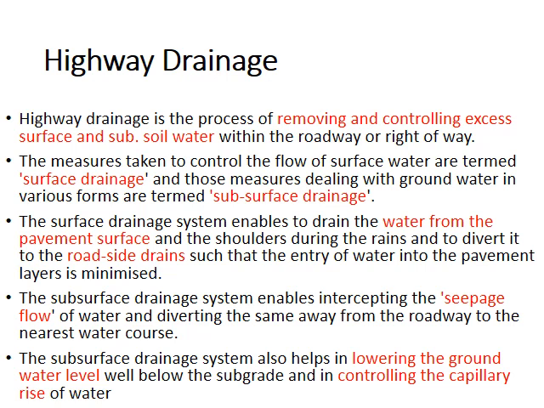The last topic is highway drainage. Highway drainage is the process of removing and controlling excess surface and subsurface soil water within the roadway. There are two types of drainage: surface drainage to remove the surface water, and subsurface drainage to handle the water below the ground level, such as the groundwater in the capillaries, voids, or water present in the groundwater table. Surface drainage drains the water from the pavement surface, and this water is carried away to the side drains. Subsurface drainage deals with the water which seeps down from the pavement surface to the layers below.